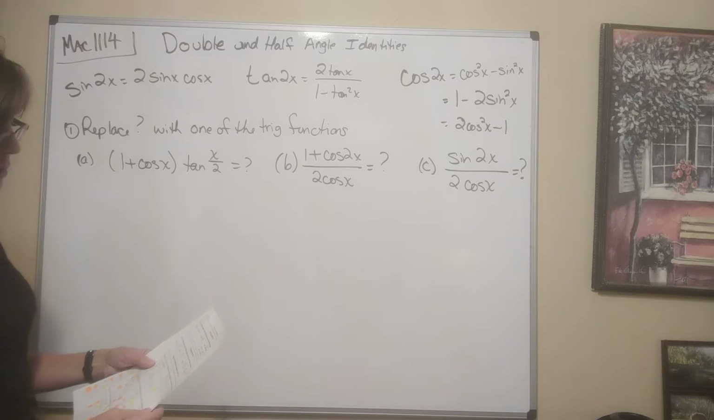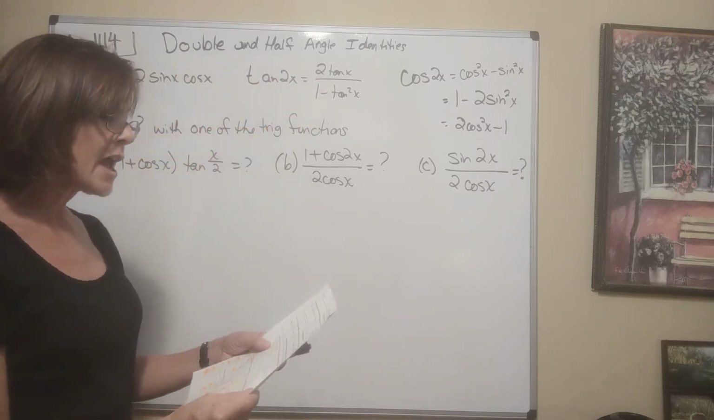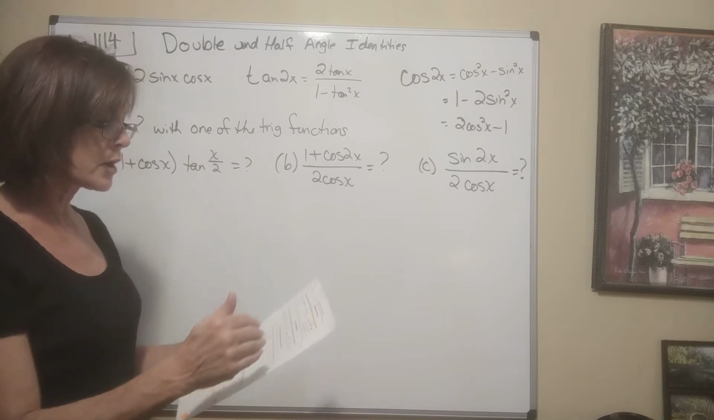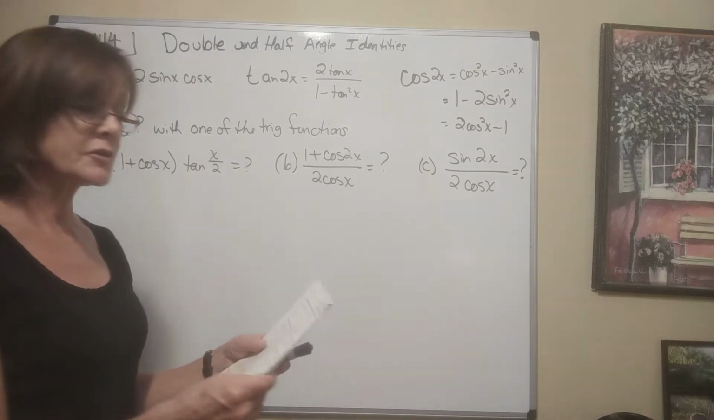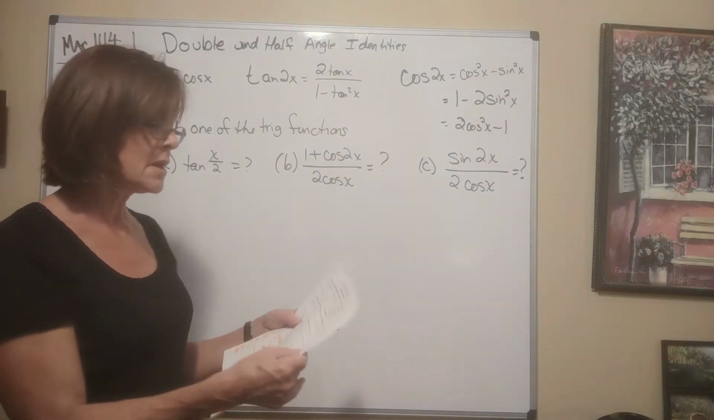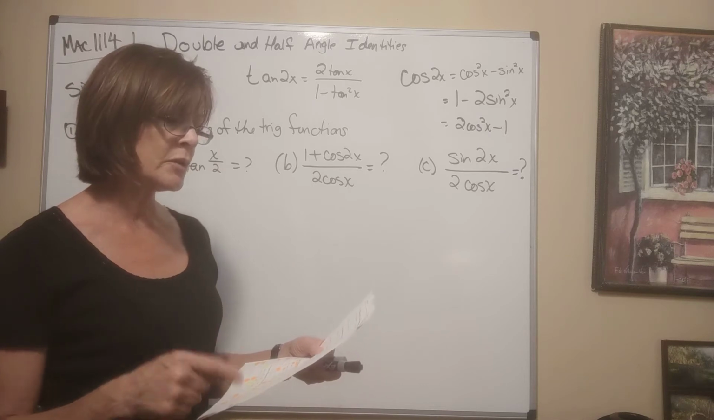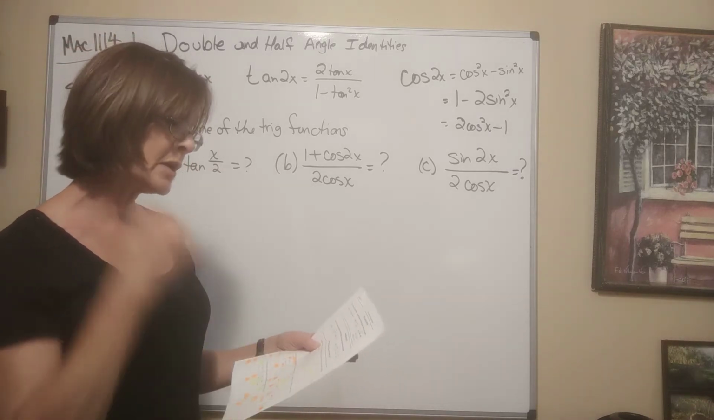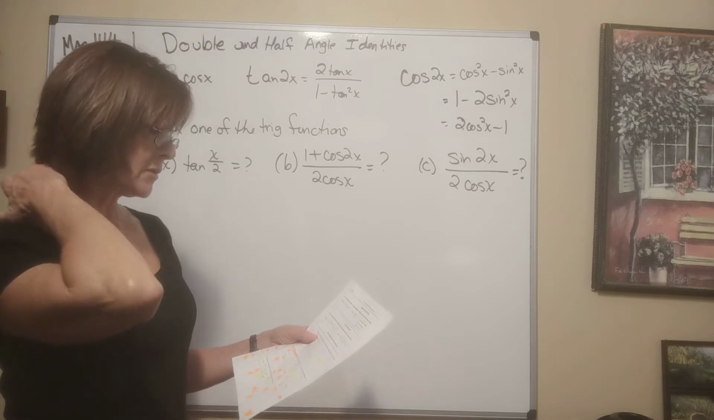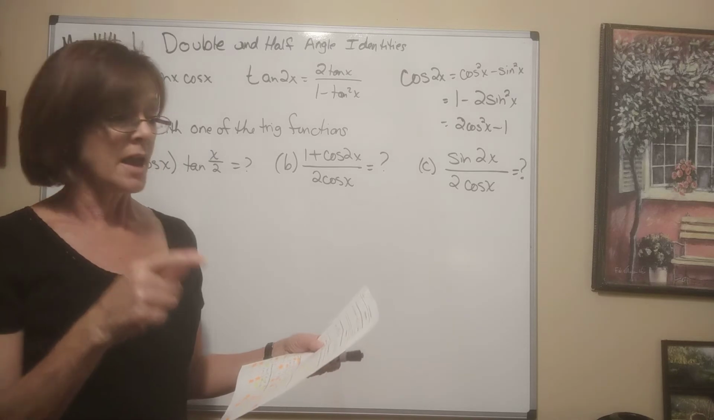Oh, and so also we need our half angle identities, and I did not write those up here. So if you look at the half angle identities, which are on your sheet right there, we have a choice for the tangent of x over 2, which is half of x. Tangent of x over 2 is equal to plus or minus the square root of 1 minus cosine over 1 plus cosine, or it's also equal to sine x over 1 plus cosine, or it's also equal to 1 minus cosine x over sine x.